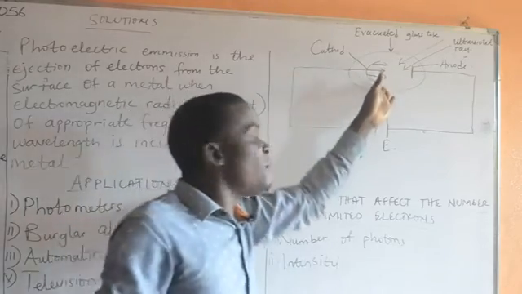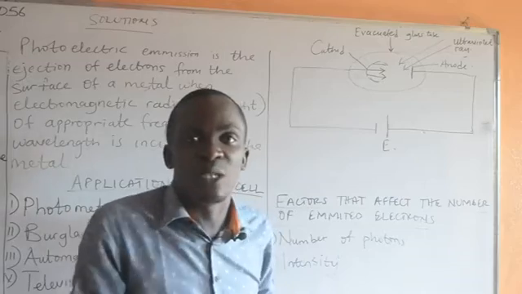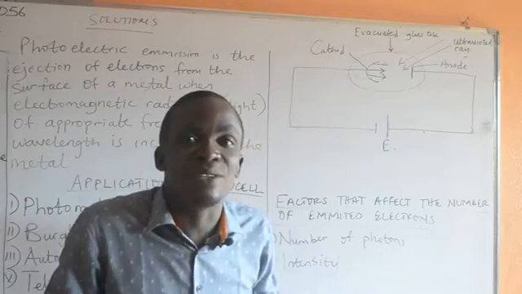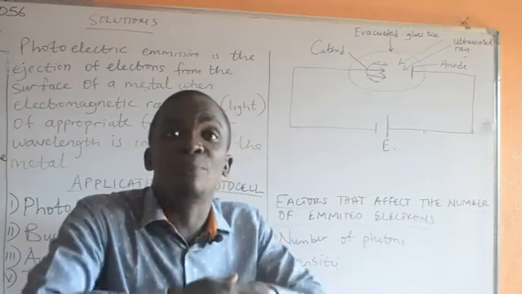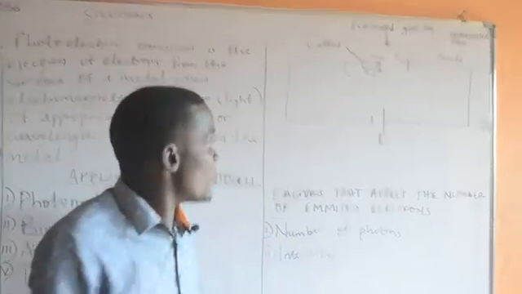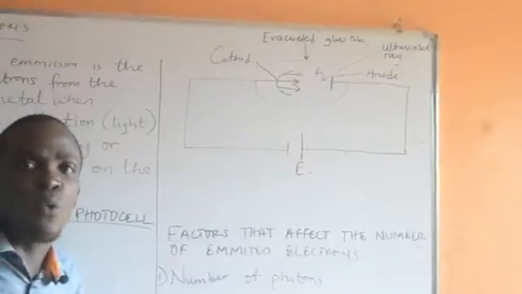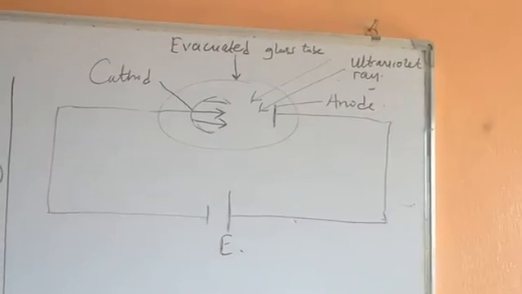Otherwise, if an ordinary light tends to fall that has no appropriate frequency, then there is every possibility that the rate of flow of electrons may be slow, or there might be no flow of electrons. Now, practically, expected to get this in practically.